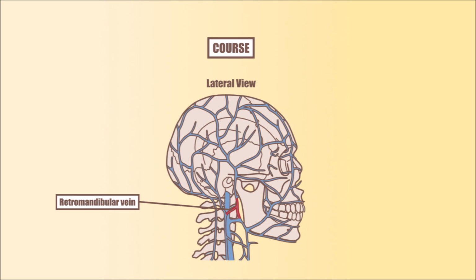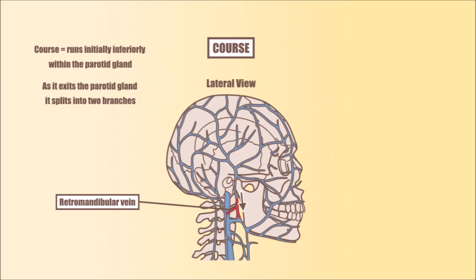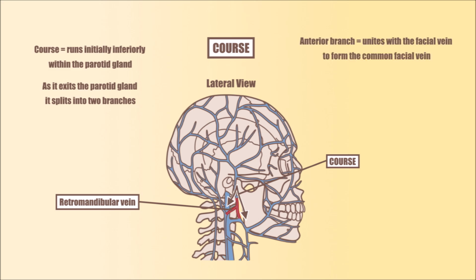What is the course of this vein? This vein runs initially inferiorly within the parotid gland. As it exits the parotid gland, it splits into two branches. The first of these is the anterior branch. This branch unites with the facial vein to form the common facial vein. The facial vein can be seen here highlighted in yellow and the common facial vein in green.